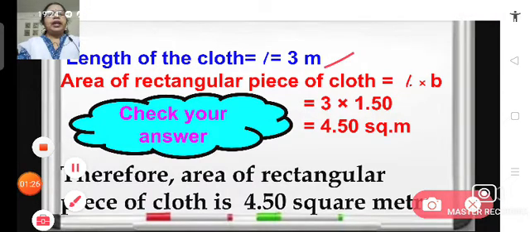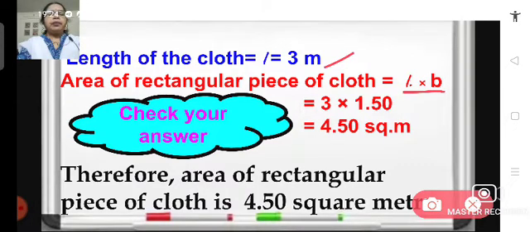So what will be the area of the rectangular piece of cloth? It will be length multiplied by breadth. That means 3 into 1.50. By multiplying these two, what do we get? We get 4.50. So 4.50 square meter is the area of the rectangular piece of cloth. Children, please check your answer and make corrections if necessary.